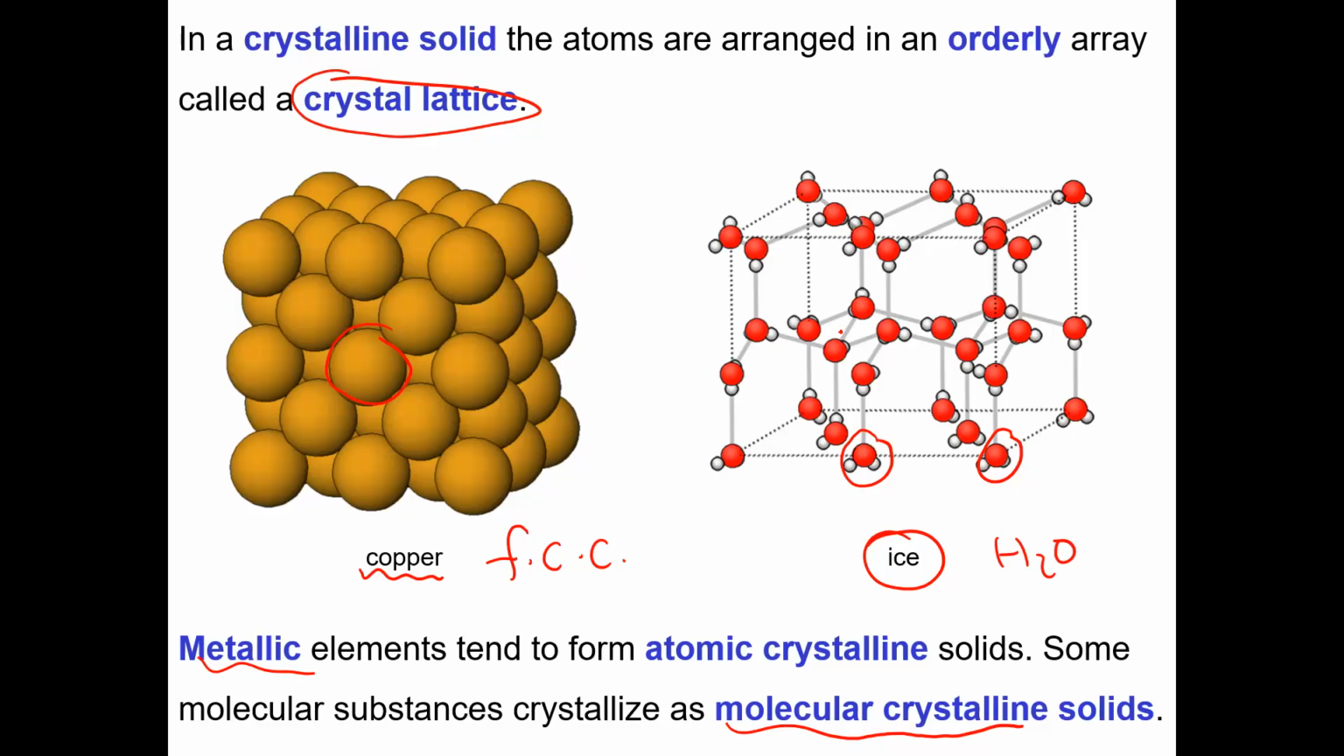So when the particle repeating regularly is an atom, we're going to describe our crystalline solid as being atomic. And when the particle that is repeating regularly is a molecule, we're going to describe our crystalline substance as being molecular crystalline.